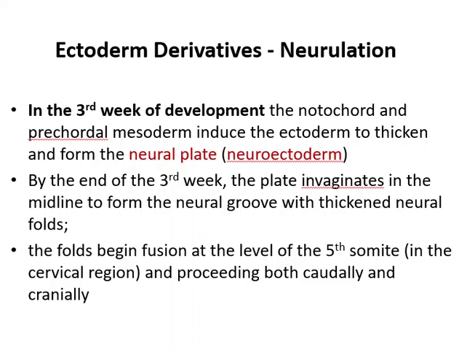By the end of the 3rd week of development, this plate invaginates in the midline, and that starts the formation of the neural groove. Then the thickened part of the neural groove folds, and later forms the neural tube. The fusion of the neural folds starts at the level of the 5th somite in the cervical region and continues cranially and caudally to form the complete neural tube.